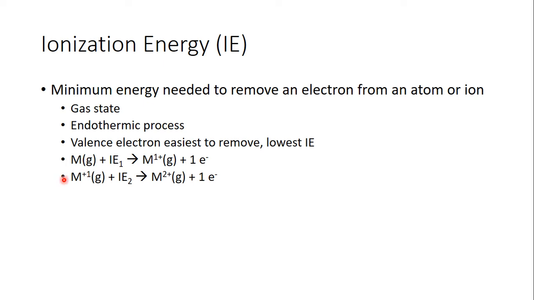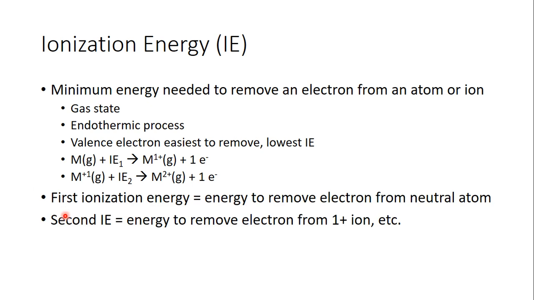So let's take a look at these two equations. We have a metal, and we have to put some energy into it to remove one electron and give it a +1 charge. Now with that +1 metal, we have to put another amount of energy, ionization energy 2, to make it an M2+ and another electron. So IE1 is the first ionization energy, IE2 is the second ionization energy. And you can have third, fourth, fifth ionization energies.